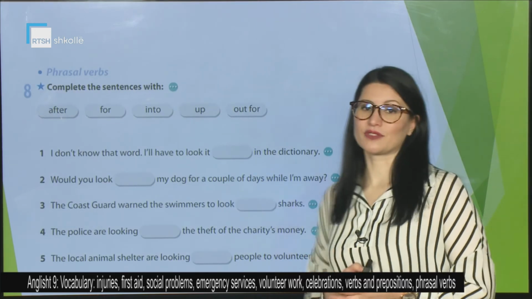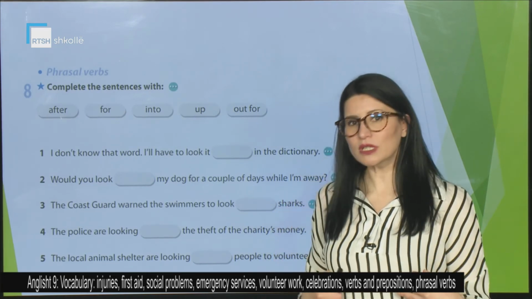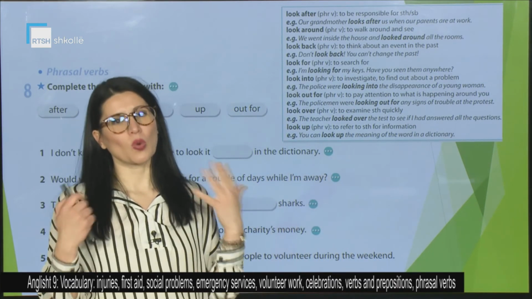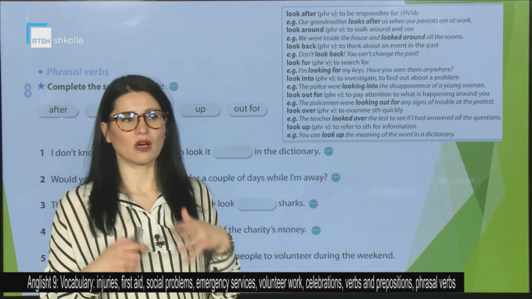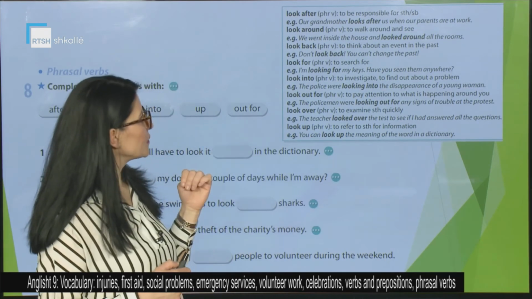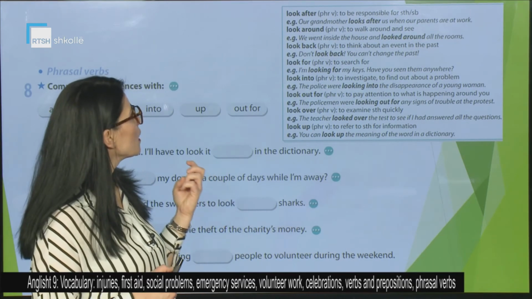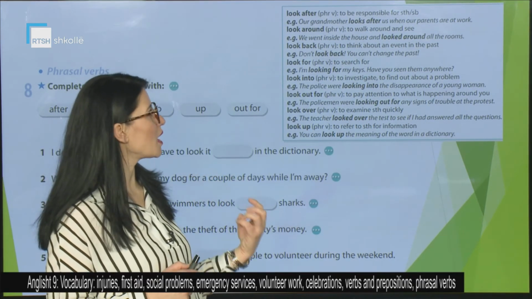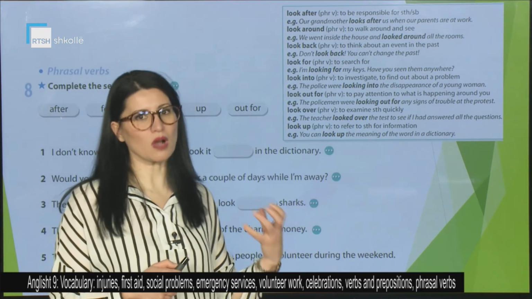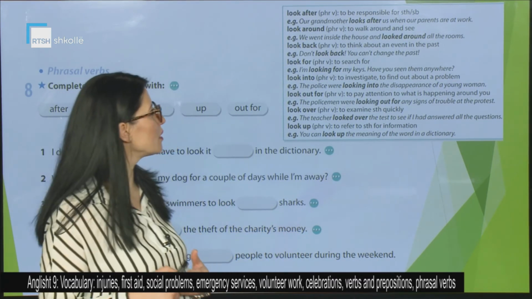Now we have the phrasal verbs. If you remember, in the previous lesson we had the phrasal verbs with look. Before completing this exercise with the correct particle, we are going to have again another revision of what meaning this verb look has. Look after, which means to be responsible for something, to take care of someone or of somebody. For example, our grandmother looks after us when our parents are at work. Another one, to look around, it means to walk around and see. For example, we went inside the house and looked around the rooms.